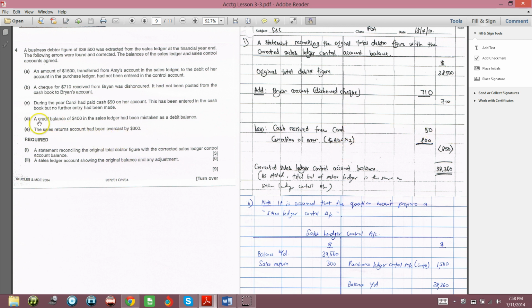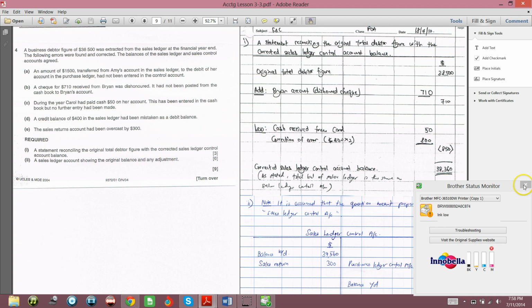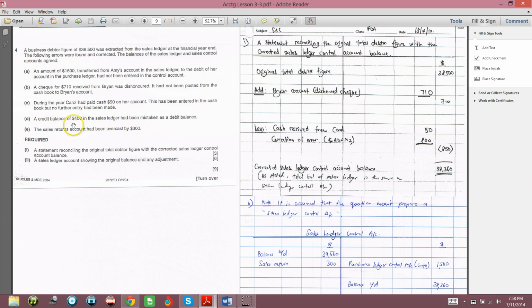Okay, a credit balance of $400 in the sales ledger has been mistaken as a debit balance. Okay, it's a credit balance in the debtors ledger that has been mistaken as a debit balance. So sales ledger, that means the individual sales ledger. Okay, you go and add instead of minus. Okay, so now you must minus back twice, because previously you added. This one has been mistaken as a debit balance, so that means you plus, right?